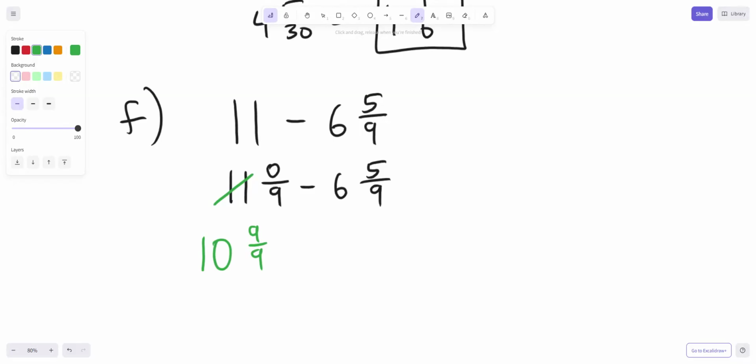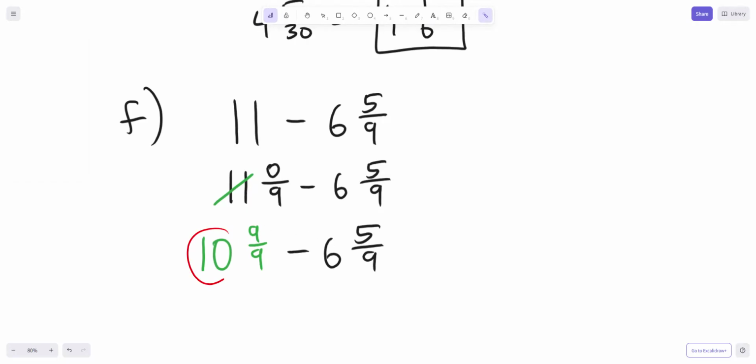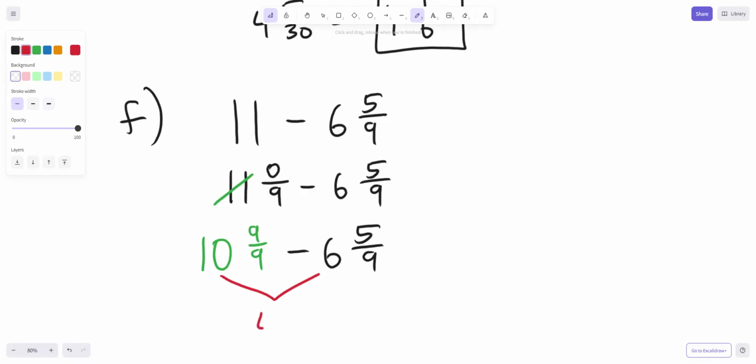So I rewrite that, and then minus 6 and 5/9. Right, because this is 10, this is 1, so combined they are 11. Right? I borrowed 1 from 11, brought it over as a fraction. Now I subtract my whole numbers. 10 minus 6 is 4. I subtract my fractions. 9 minus 5 is also 4, so 4/9. And that cannot be simplified, so that is my answer.